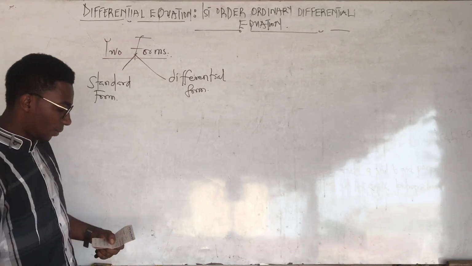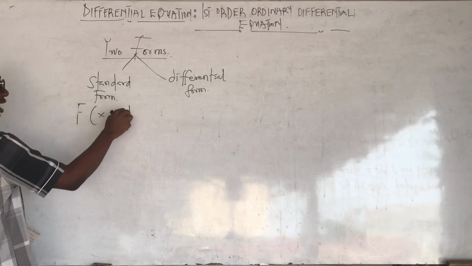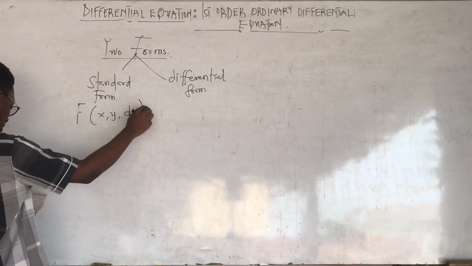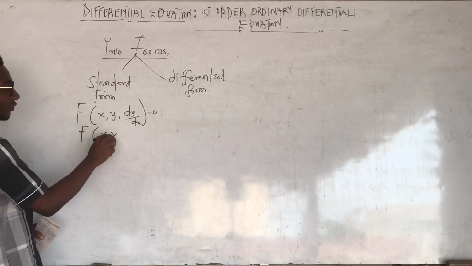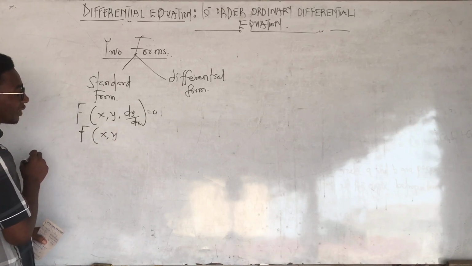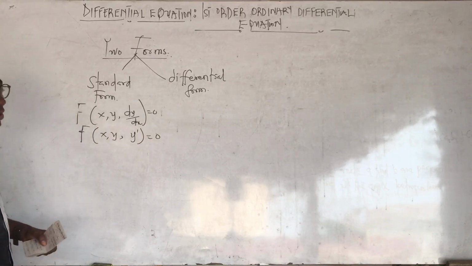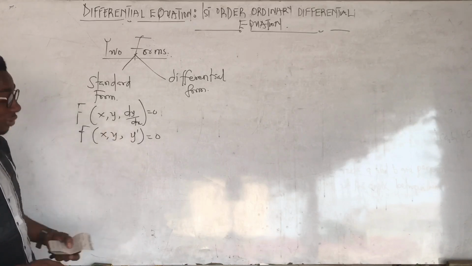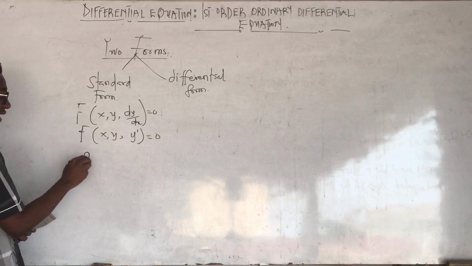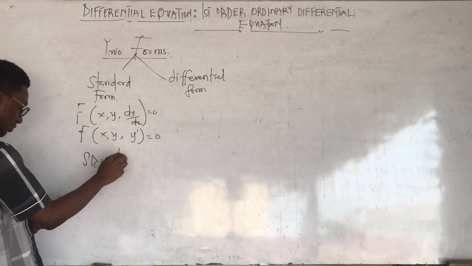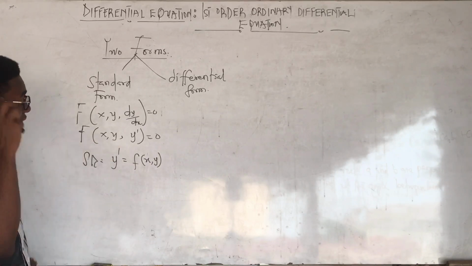So in a standard form, you have a function of x, y and dy/dx that is equal to 0. Or sometimes in other books you see a function of x and y, comma y prime, is equal to 0. The y prime I've already stated is the same as dy/dx. So if you want to find the y prime for the standard form, the y prime then becomes a function of x and y.